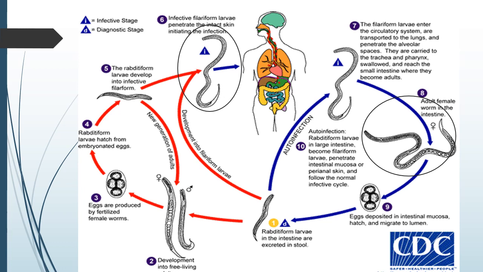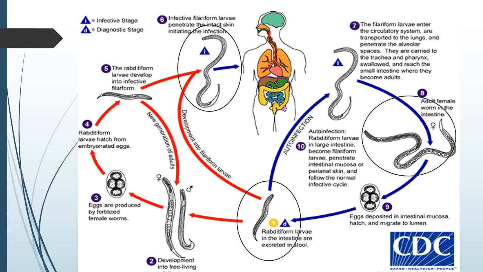But as you know, the female worm is ovoviviparous, so the egg which is deposited in the intestinal mucosa would migrate into the lumen, and by that time the rhabditiform larva would come out from the egg. So what you will see in the stool, the diagnostic form, is not the egg but the larva of this worm. Now this larva, simple like hookworm, has the ability to convert itself into filariform larva and infect another human being, or it may go into a free living stage where it would convert into male and female worm.